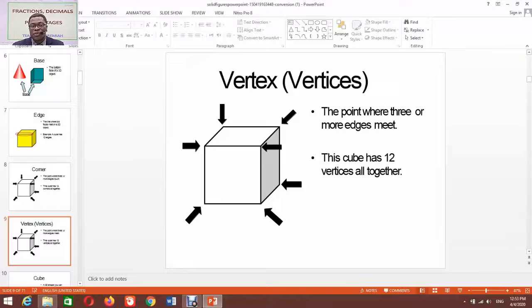Then we'll look at the vertex. Vertex is singular, plural is vertices. So we are going to look at the vertices of this shape. The vertex, or vertices, is the point or points where 3 or more edges meet. And in this example on the screen, it is a cube which has 12 vertices all together.